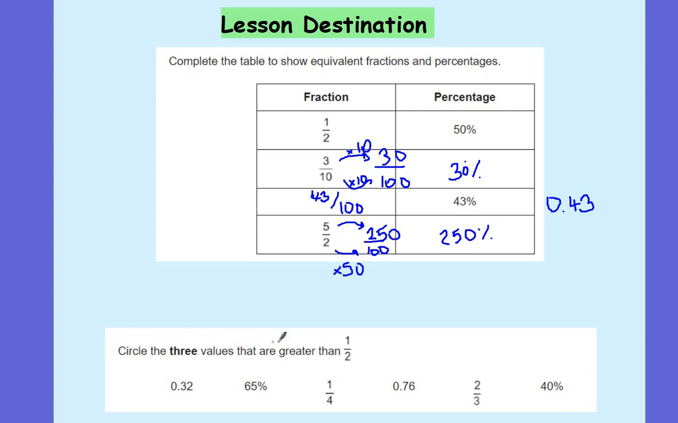Cool. I then need you to circle 3 values that are greater than 1/2. Now 1/2 is just equal to 50%, which is, if I divide it by 100 to get a decimal, 0.5. Which of those are bigger than 0.5 or 50%? You should have got 65%, 0.76, and 2/3 is greater than 1/2.